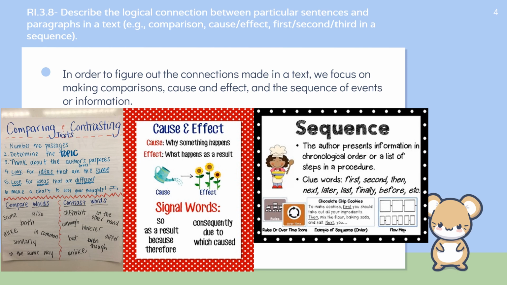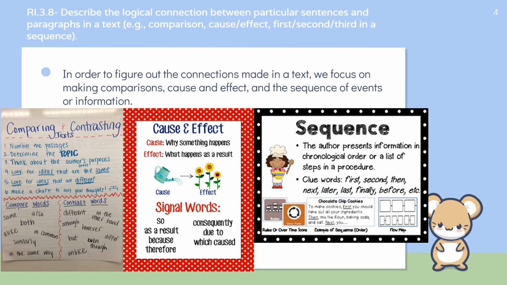Some signal words to look for when we're thinking about cause and effect are as a result of, because, or therefore. And there's many more that we can look for as well, but those are just a few of them that we might be familiar with.